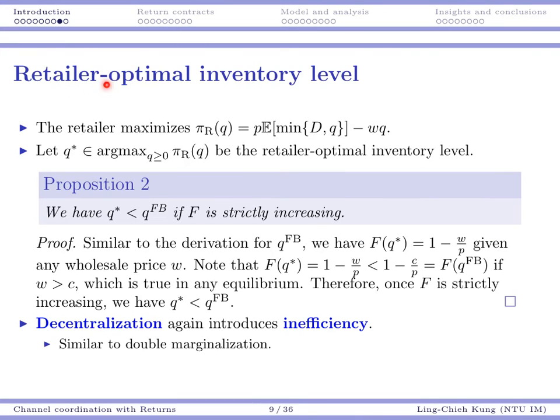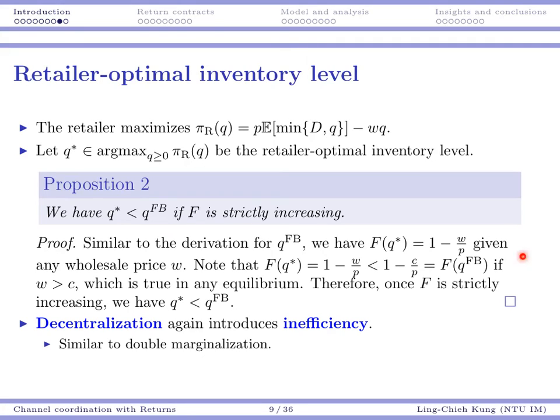Now, suppose we focus on the distributed or decentralized channel. Then the retailer is solving his problem to find the retailer optimal inventory level. In this case, the retailer's problem is almost the same as the channel's problem. The only difference is that the unit cost becomes W rather than C. And then immediately we can see the retailer optimal quantity basically will be less than the first best quantity.